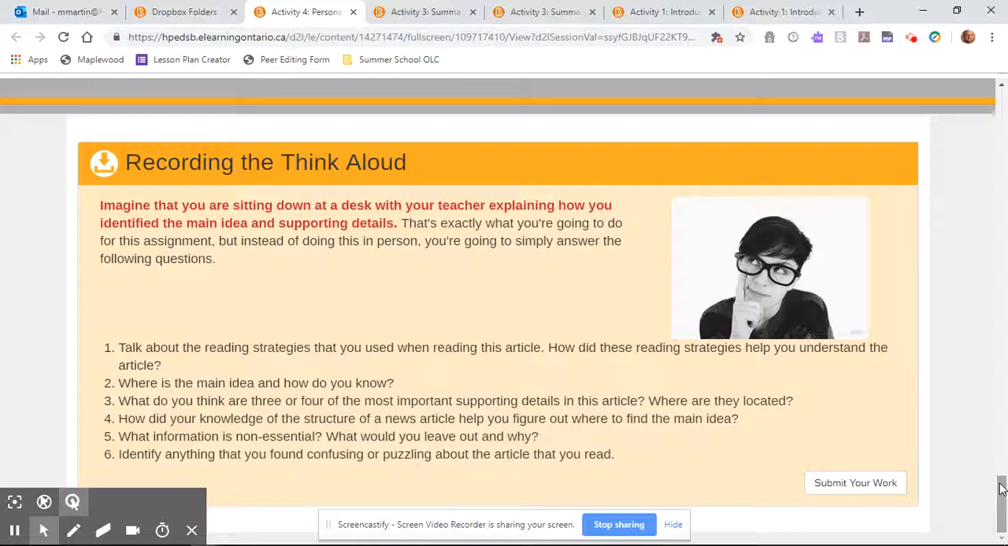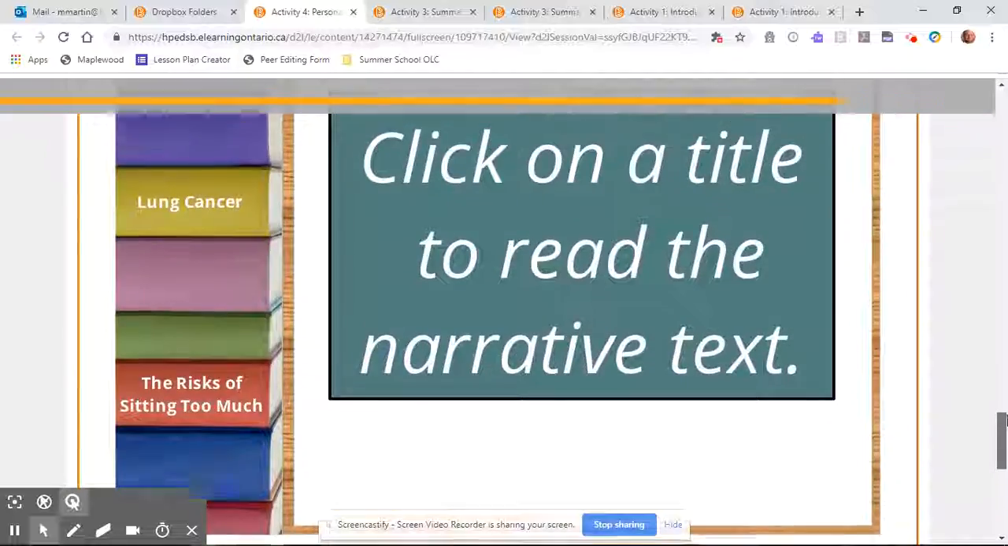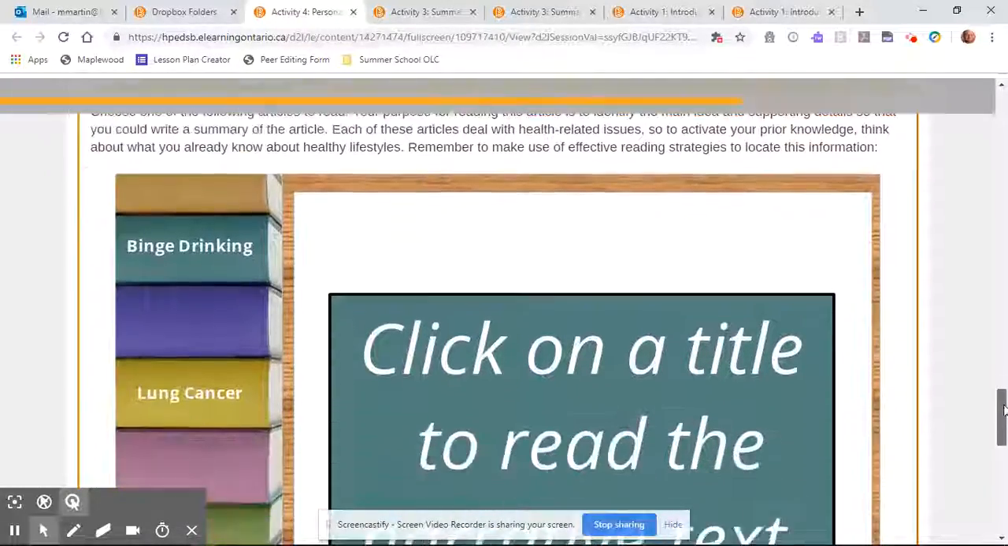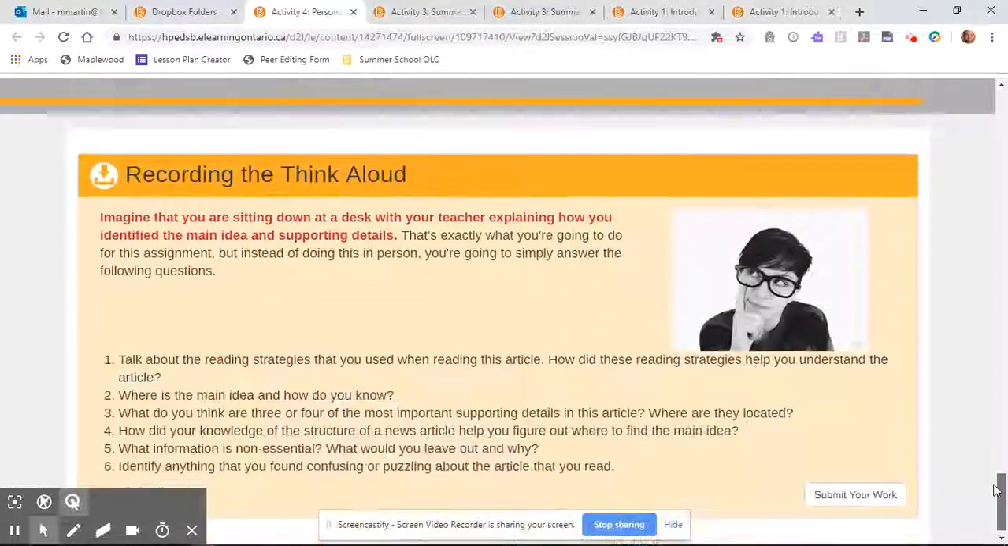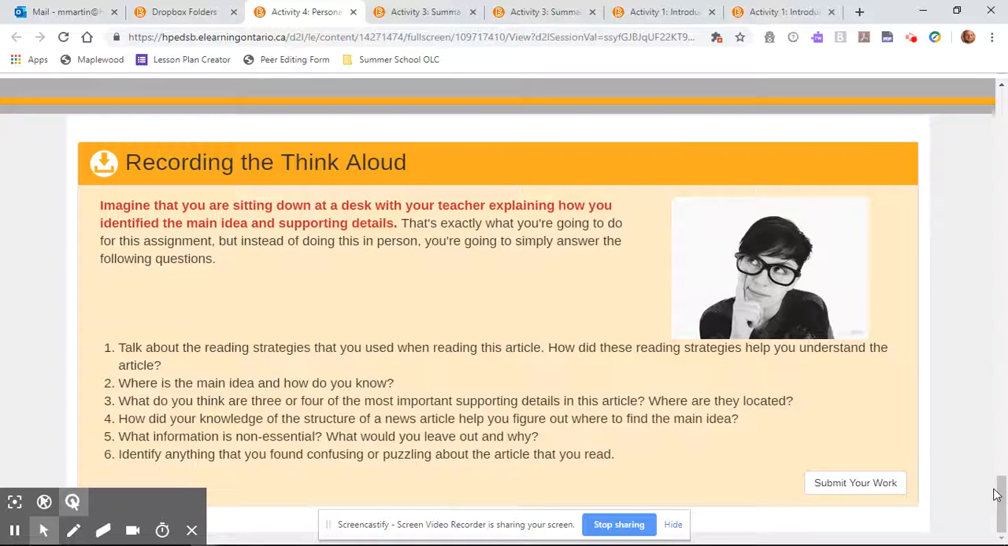Okay, so that's what you have to do for today. It's very different than what you've done, because instead of necessarily giving me the summary, you're going to talk out your reading process. Good luck, and if you're really stuck, give me an email and I'll try to help you out.